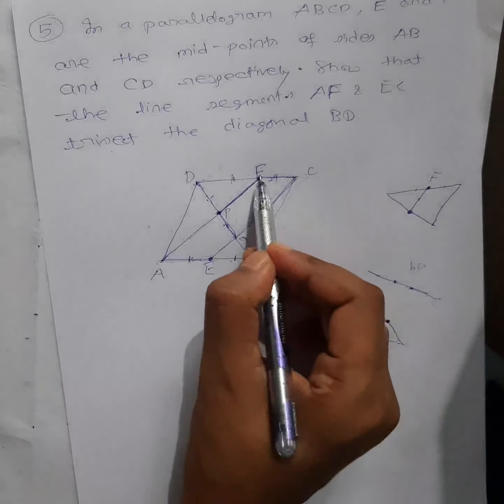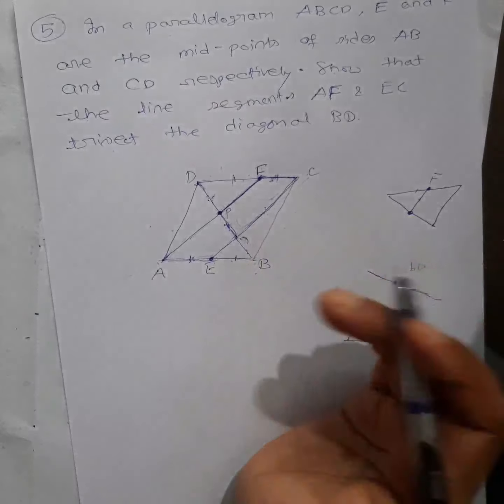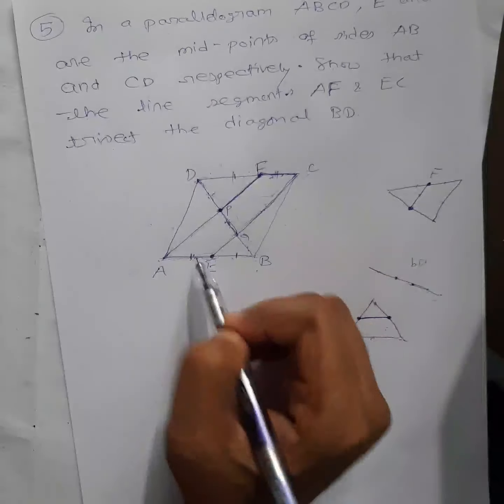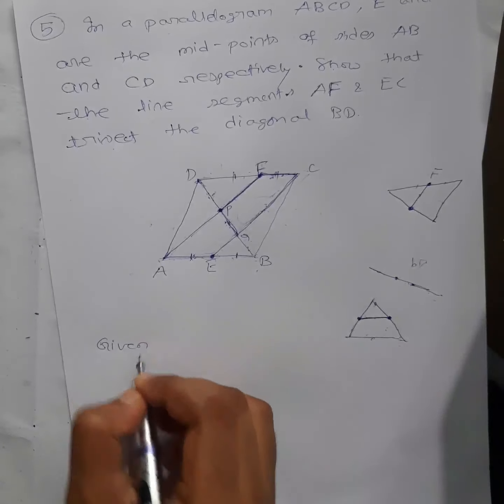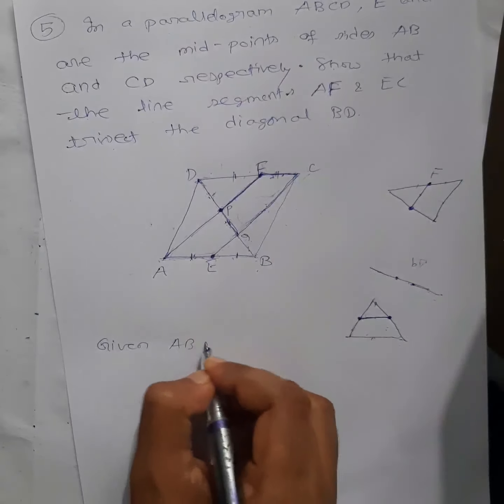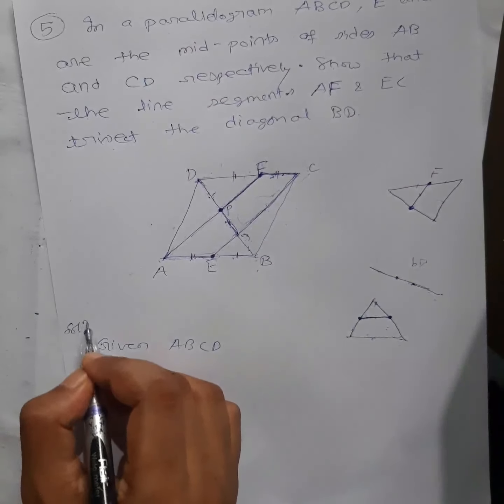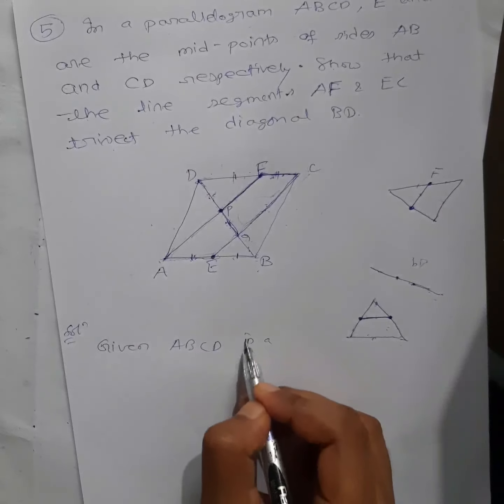Okay, so already I have the information. I don't need to draw any construction or anything here. I just use the given information here. So you just write down given information first. Given information is what? ABCD. You'll start like this. ABCD is a parallelogram.